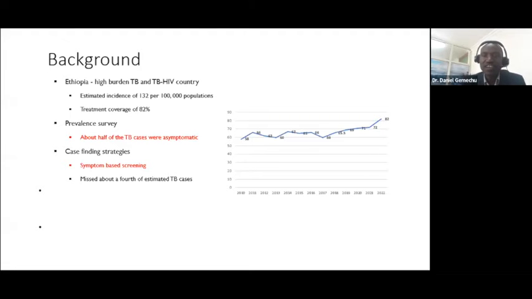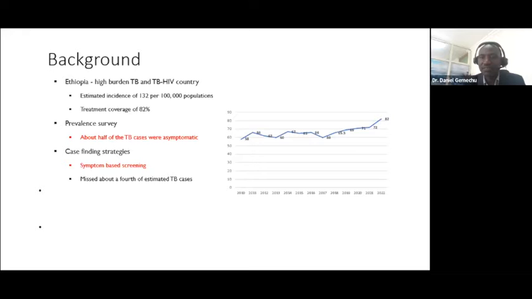Ethiopia is one of high TB and TB-HIV burden countries, recently removed from DRTB burden countries and having an incidence of tuberculosis, which is as high as 132 per 100,000 population. And the treatment coverage over time is progressively improving and increasing, as you could see from the graph. It has been low for longer time and currently is really increasing, and we are having very much improving case finding.